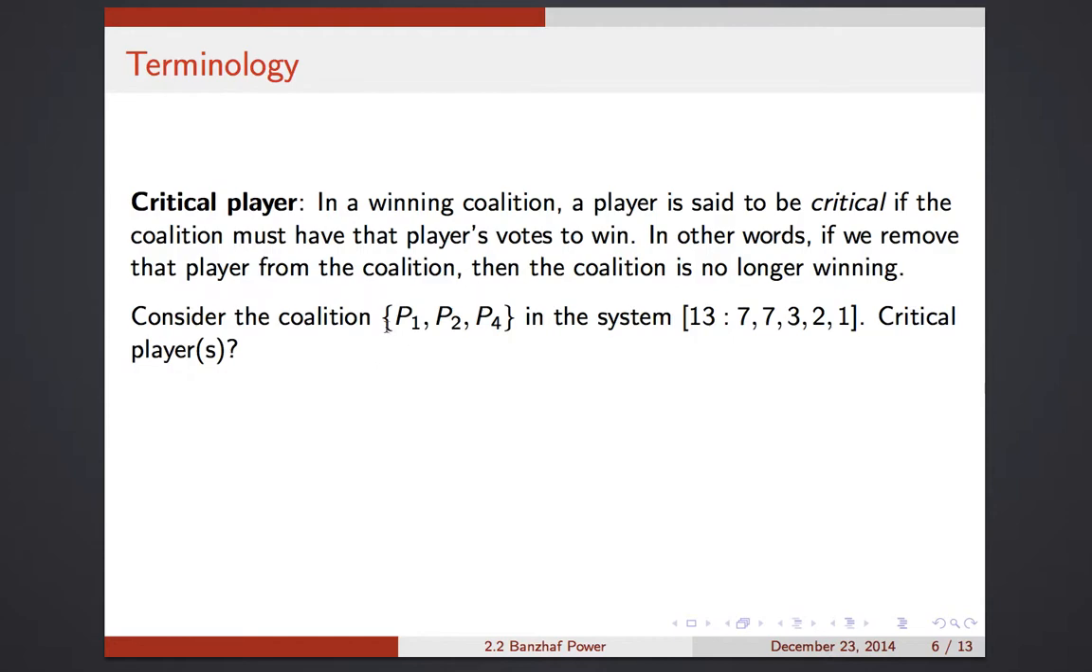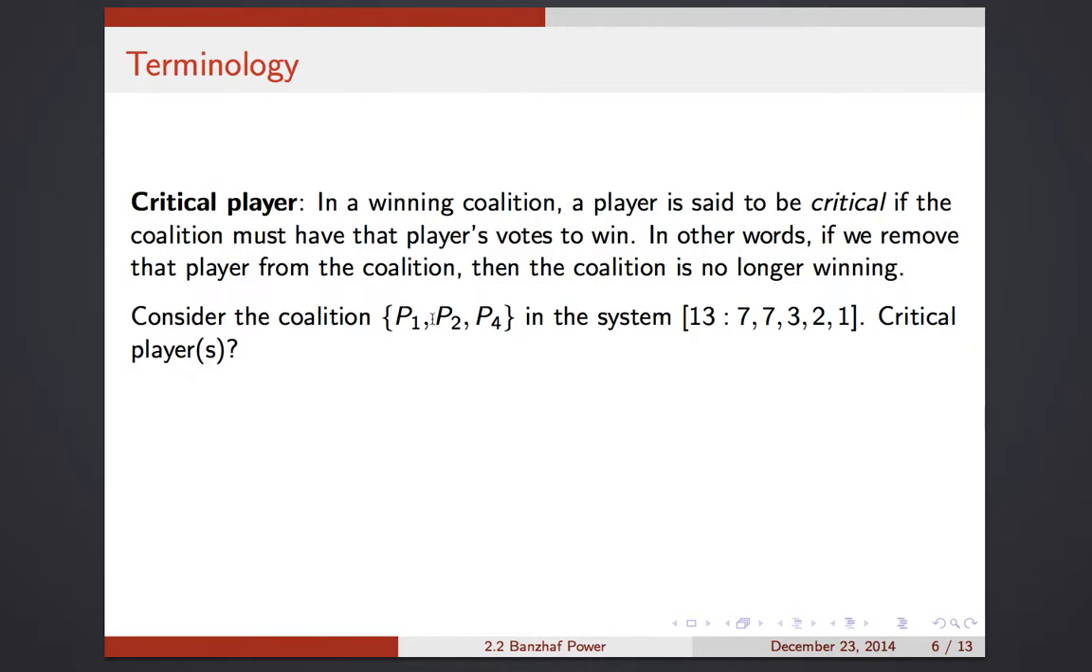So let's consider this coalition, P1, P2, P4, in this weighted system where the quota is 13. So the question is, who are the critical players inside this coalition? And I should first point out that to even ask about critical players assumes the coalition is winning. Okay, you don't need to consider losing coalitions at all. Nobody is critical inside a losing coalition. The coalition just loses and you move on. So notice that this coalition here is winning. P1 controls 7, P2 controls 7, P4 controls 2. And so the sum of their votes is, what, 16.